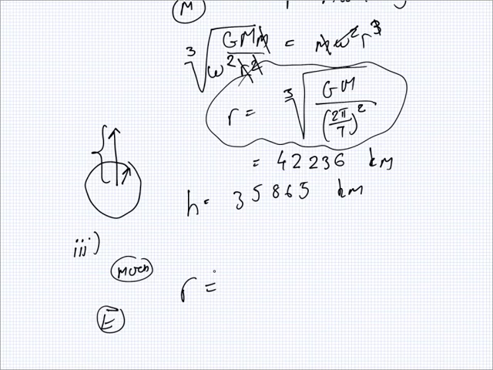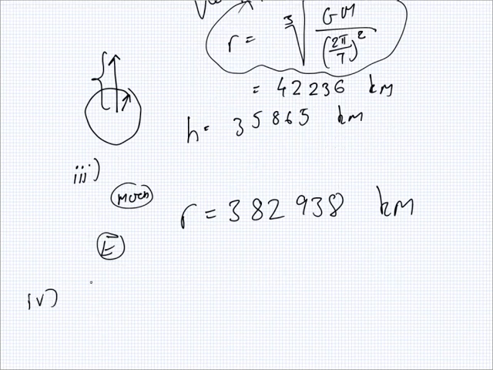What did you use for the time before? 24 hours. Why do you use that? Because it's in geostationary orbit. Is the answer in kilometers? Answer in meters. So the radius is 382,938 kilometers. And the very last part is what is the density?